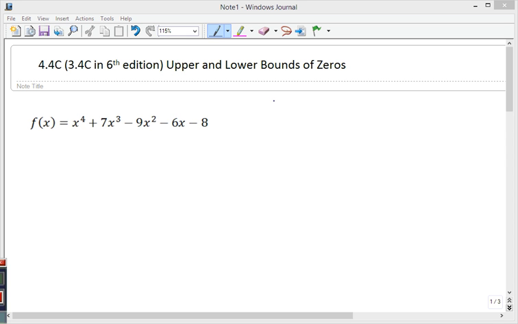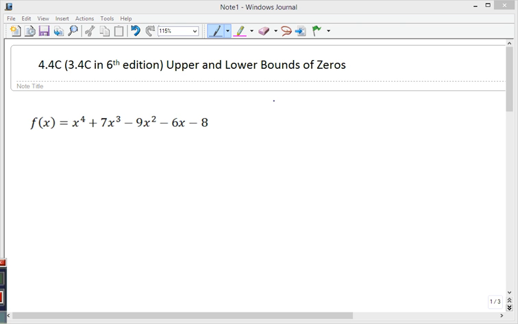Right, this is the video for 4.4c, or it's 3.4c in the 6th edition. We're going to talk about upper and lower bounds for zeros. It's sort of another way that we narrow down the list of possible zeros that we talked about a couple of videos ago.